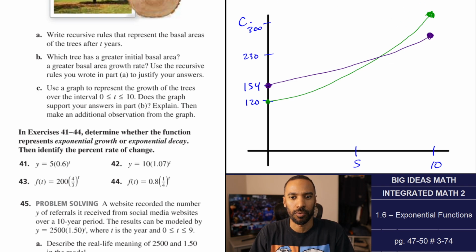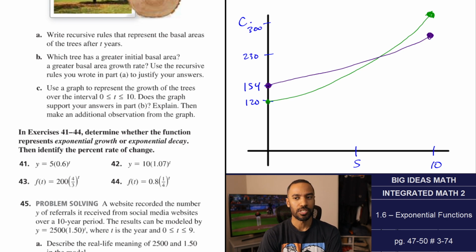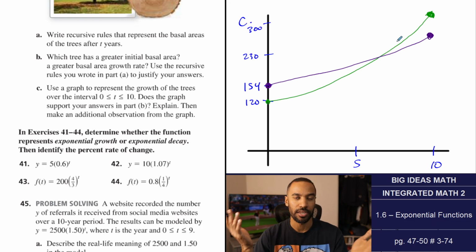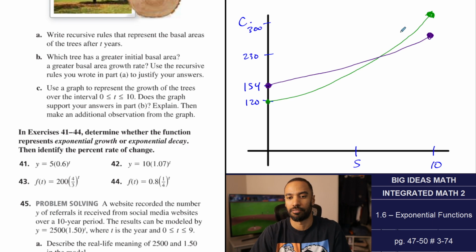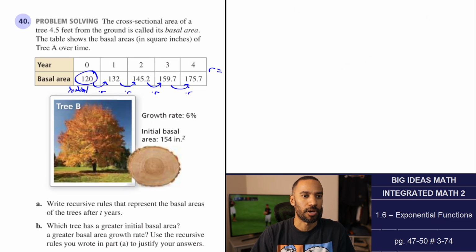Wait, what do we have to do? Does the graph support your answers? Yes. Explain, then make an additional observation from the graph. Another observation. Well, I mentioned it, that tree A is increasing its rate a little more quickly than tree B. Right? I can say that. So it's going to be taking off more and more over time, as tree B is going to lag behind. That they intersect somewhere between year 6 and 7. So those are two observations I can say there. Okay. Let's keep going.